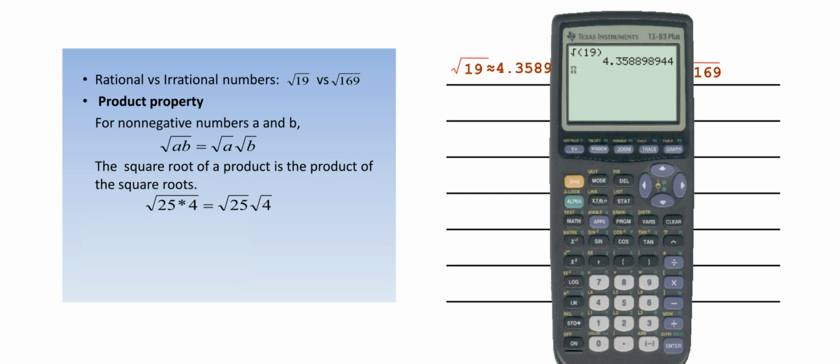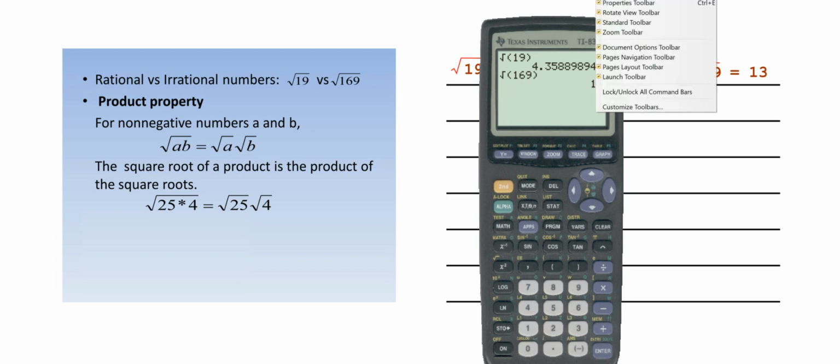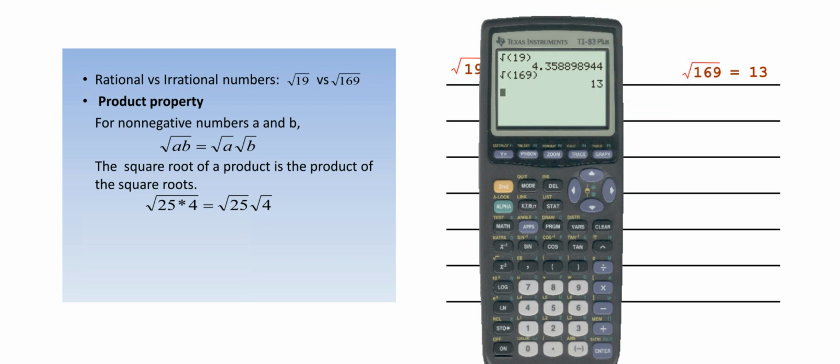Sounds like calculator time, right? Second, square root. Keep in mind, second and this x squared button will give you the square root of 169. Close your parentheses and hit enter. Hey, it's an exact number, it's 13. It's a nice exact number. There it is. The square root of 169 gives us 13.